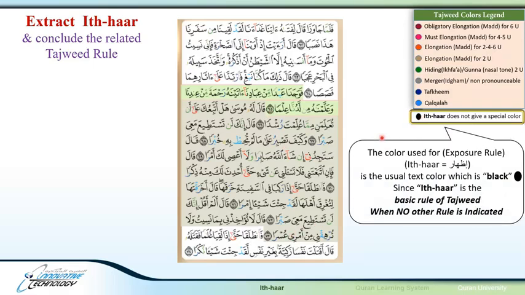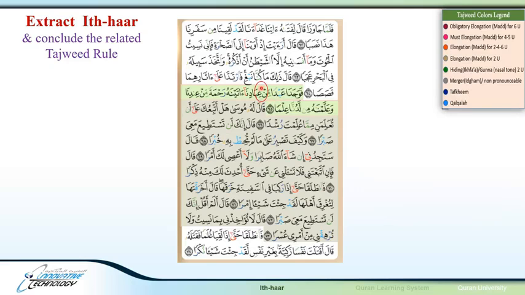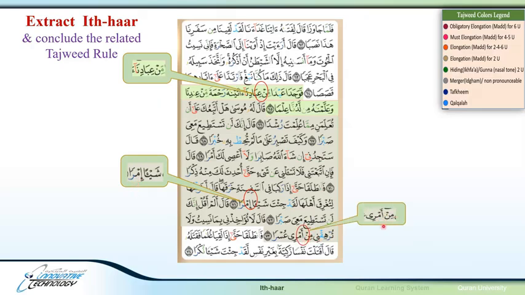Remember that the color used for the exposure rule, إظهار, is the usual text color, which is black, since إظهار is the basic rule of Tajweed when no other rule is indicated. Let's start. First one, Nun Sakinah followed by an Ain. Min عبادنا. Second example is شيئا إمرا. Tanween followed by Hamza. Min أمري. Nun Sakinah followed by Hamza.